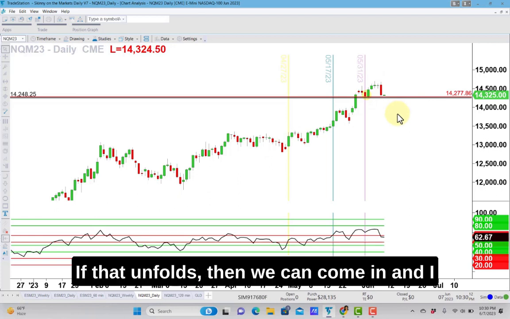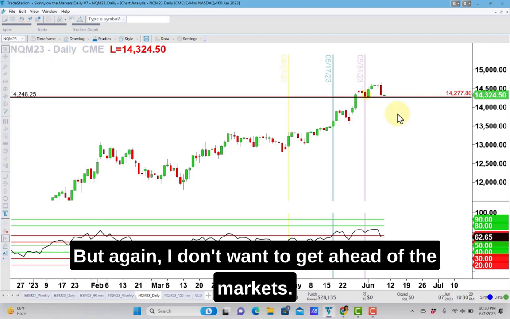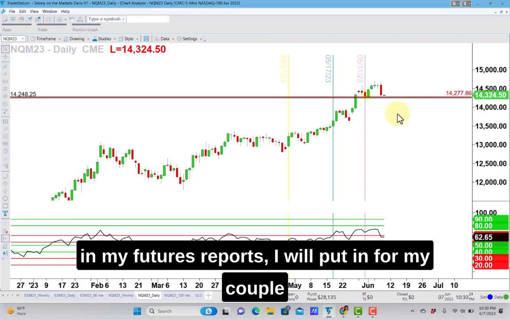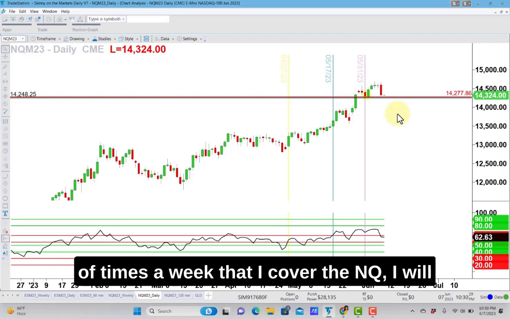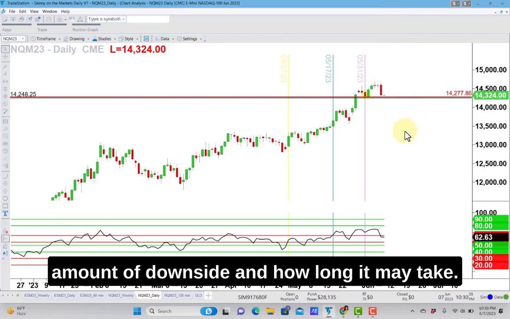If that unfolds, then I see 2 other advanced forecasts I could map out. But again, I don't want to get ahead of the markets. If the price action I just talked about unfolds, then in my futures reports, the couple times a week that I cover the NQ, I will come in with those advanced forecasts that will show the potential amount of downside and how long it may take.